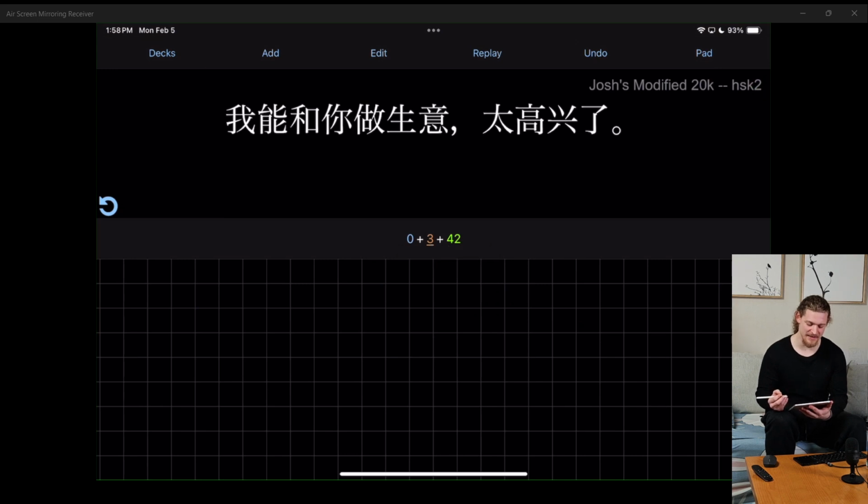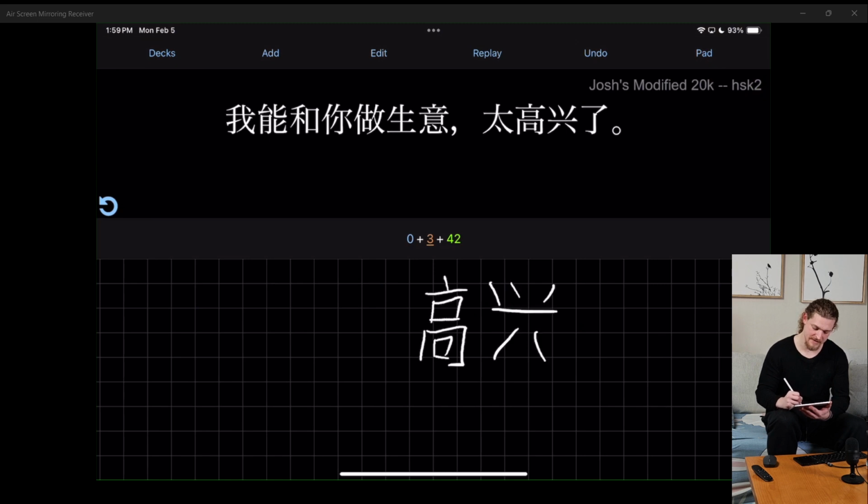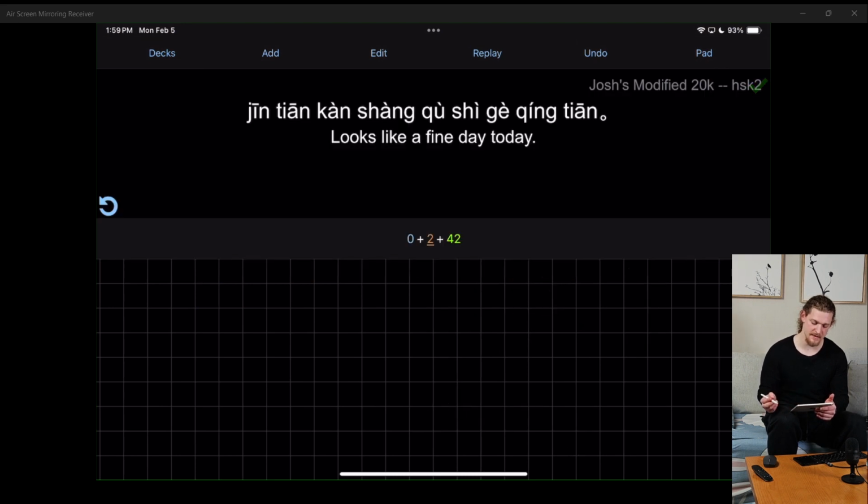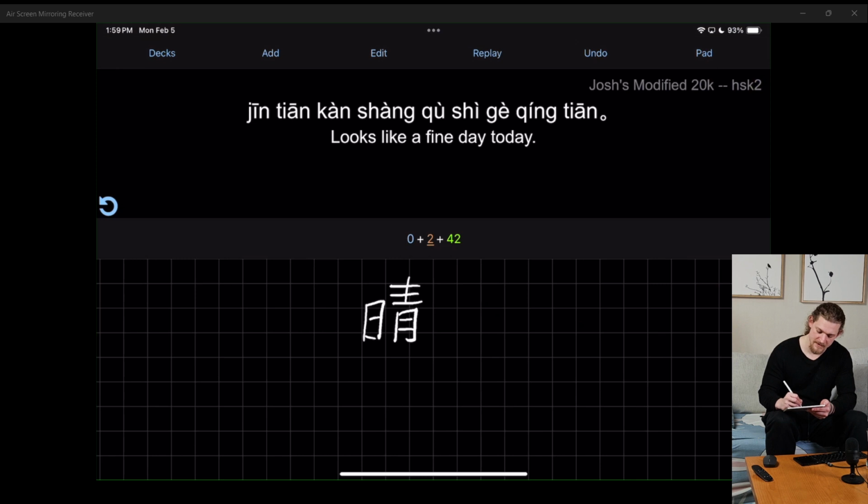我能和你做生意，太高兴了. So this one has come back. So here I know that the character that I got wrong last time was this 兴. 高兴了. Alright, so now I've got that pinyin correct. Alright, so 今天看上去是个晴天. Now this one's also come back, and I know that this is the qing that I got incorrectly. And 晴天.